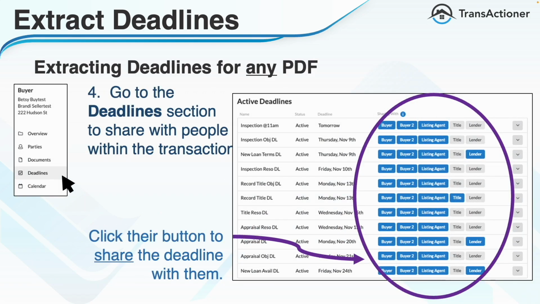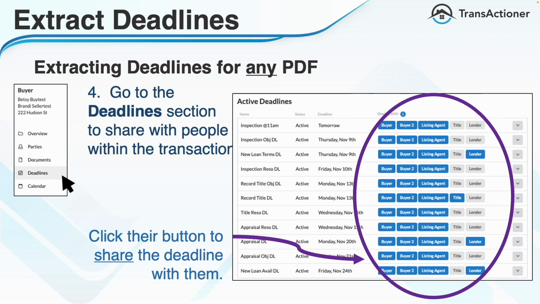In order to share these deadlines, you've got to go to the Deadlines section on the left menu for this transaction and share with the people within the transaction. So each party has a button for each deadline, and you can select their button and turn the button blue to show that it's been shared with that party.